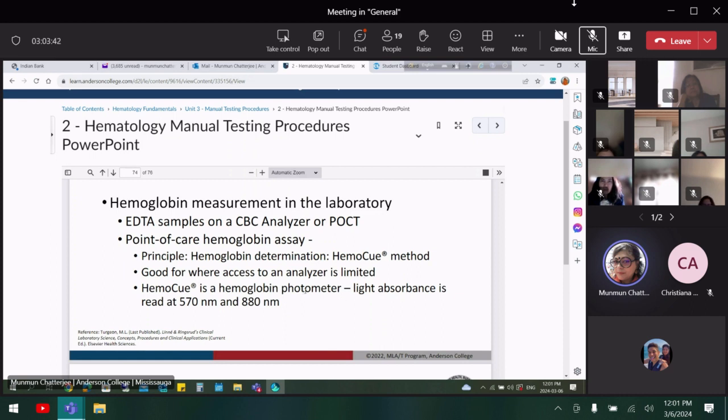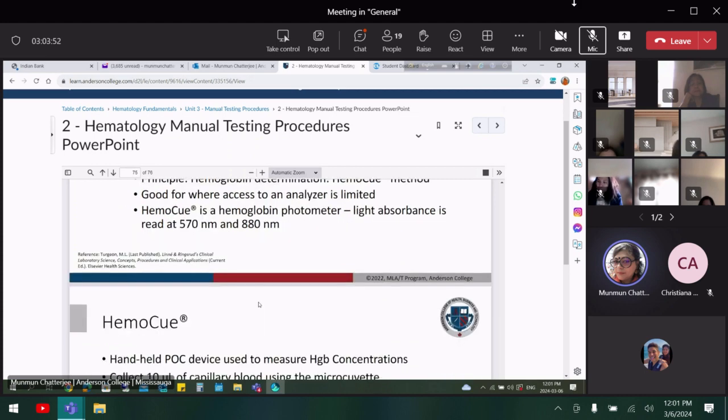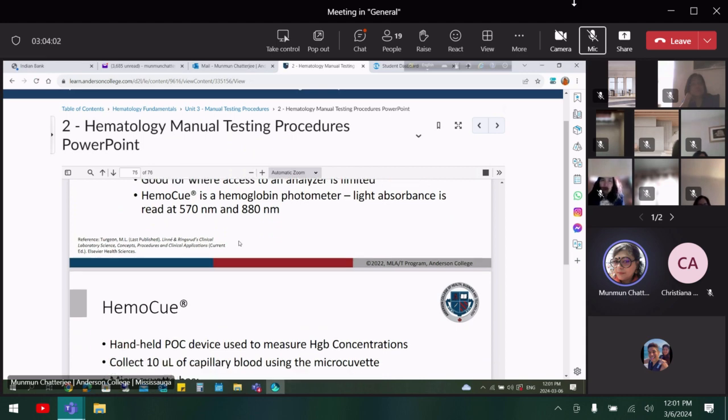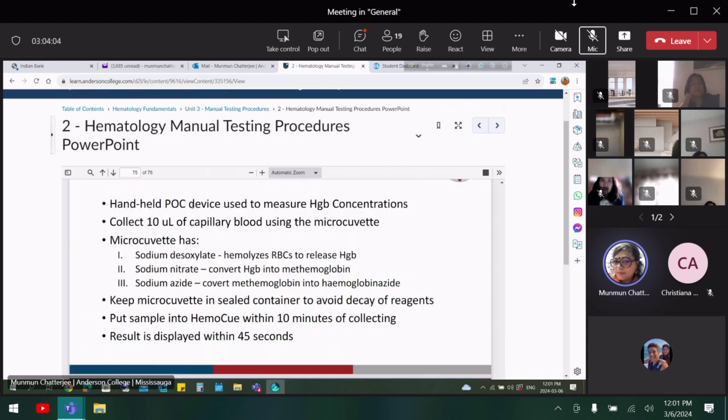It is a photometer. It sends the light. Light absorbance is read at 570 nanometer and 880 nanometer. Generally, this question doesn't come, but they use this wavelength of light because hemoglobin is there. HemaQ is a handheld. What is the handheld POC? This is the hemoglobin HemaQ, and also the glucometer when you use it for glucose. A handheld POC device used to measure hemoglobin concentration.